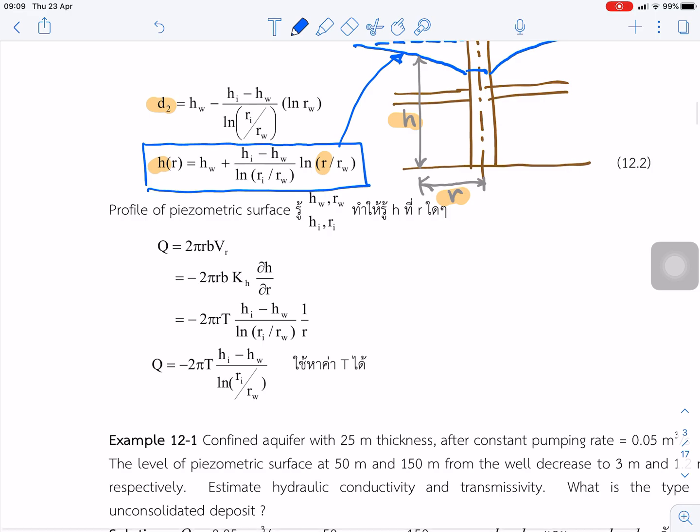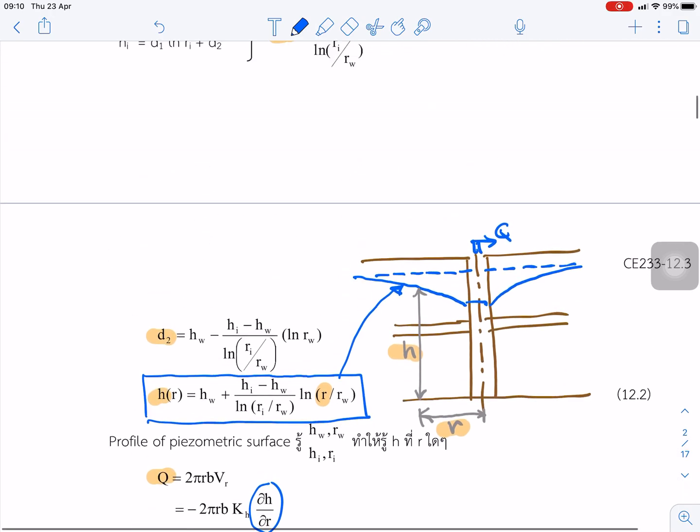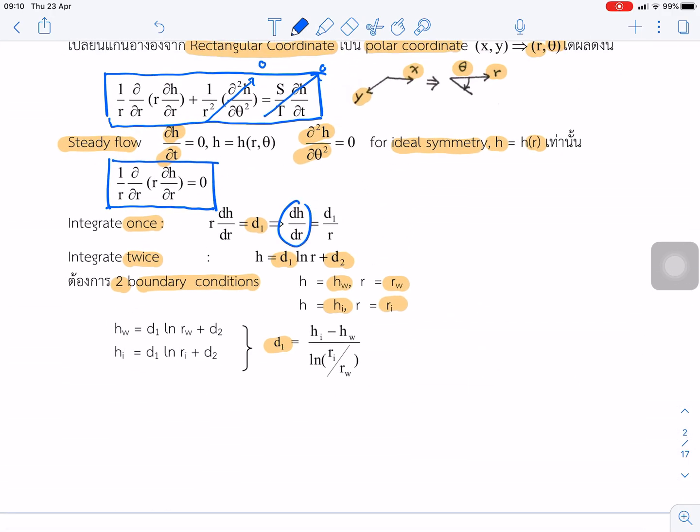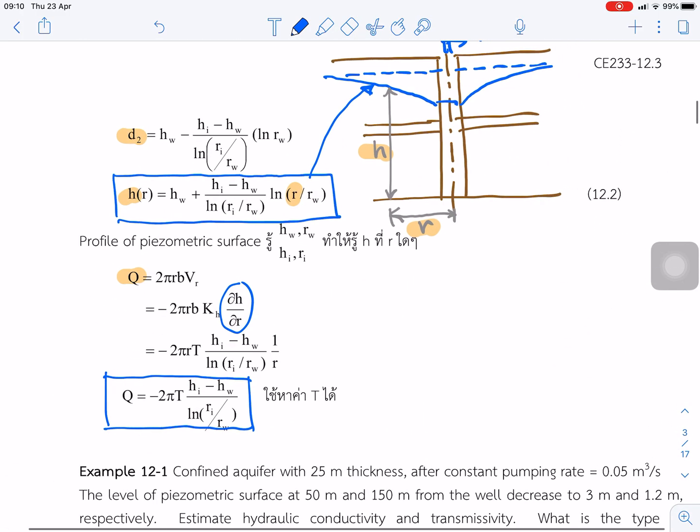For the equation of flow Q, based on this equation, we substitute del h over del r from the above, and we can estimate the similar steady flow equation for Q. We just substitute this term, substitute d1 and move to this. So we can estimate Q.